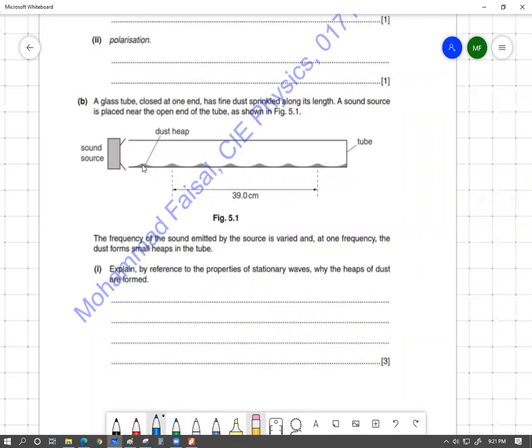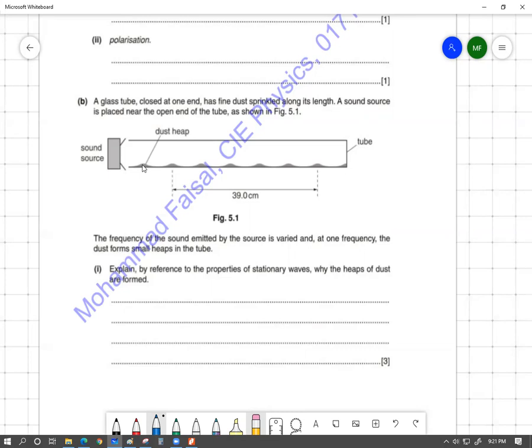Antinode. Antinodes are the positions where the air particles are vibrating the most. Nodes are the positions where the air particles are vibrating the least. Dust particles should get settled where? At the most disturbing position or the least disturbing position? Least disturbing. So, sir, this dust heap is a node because here the least vibration is occurring.